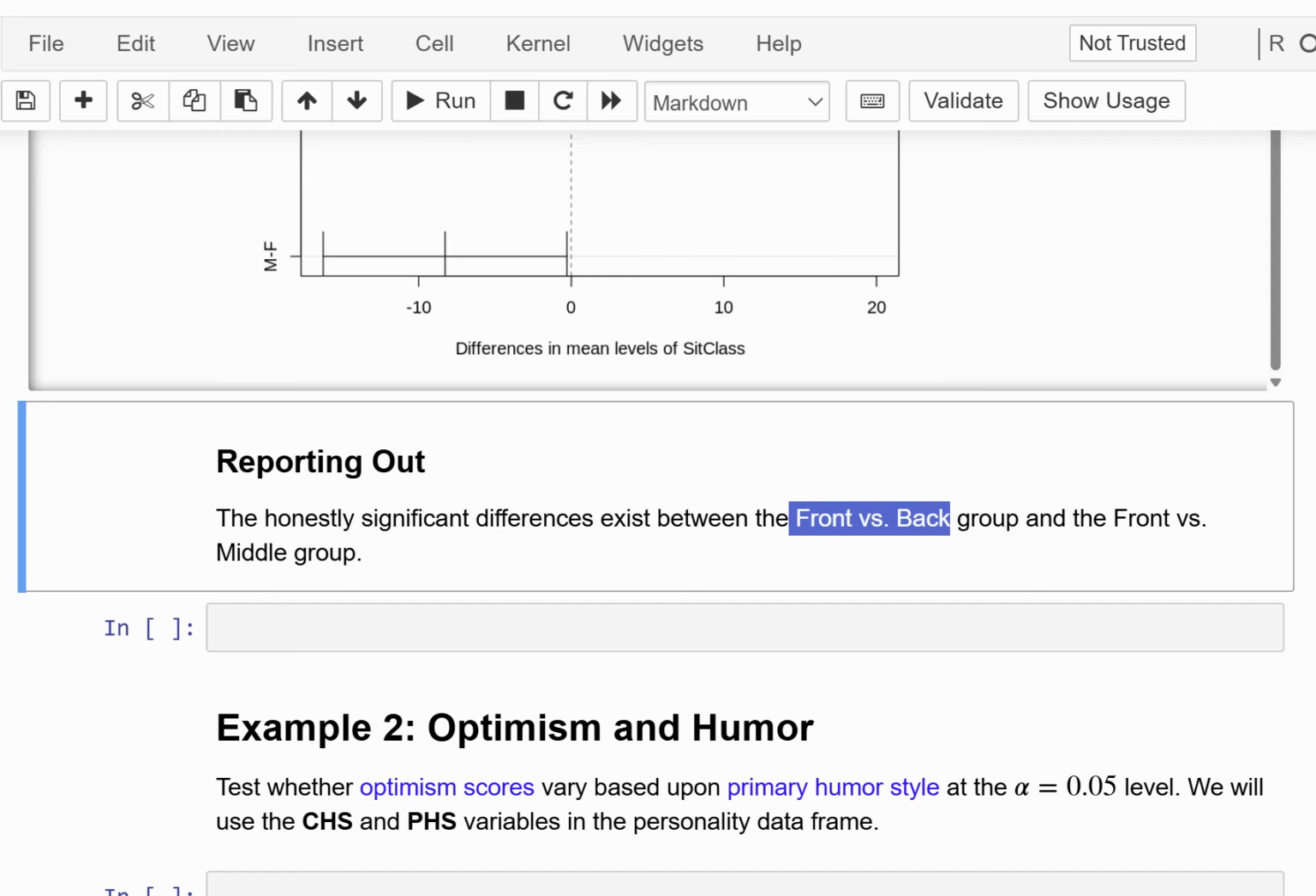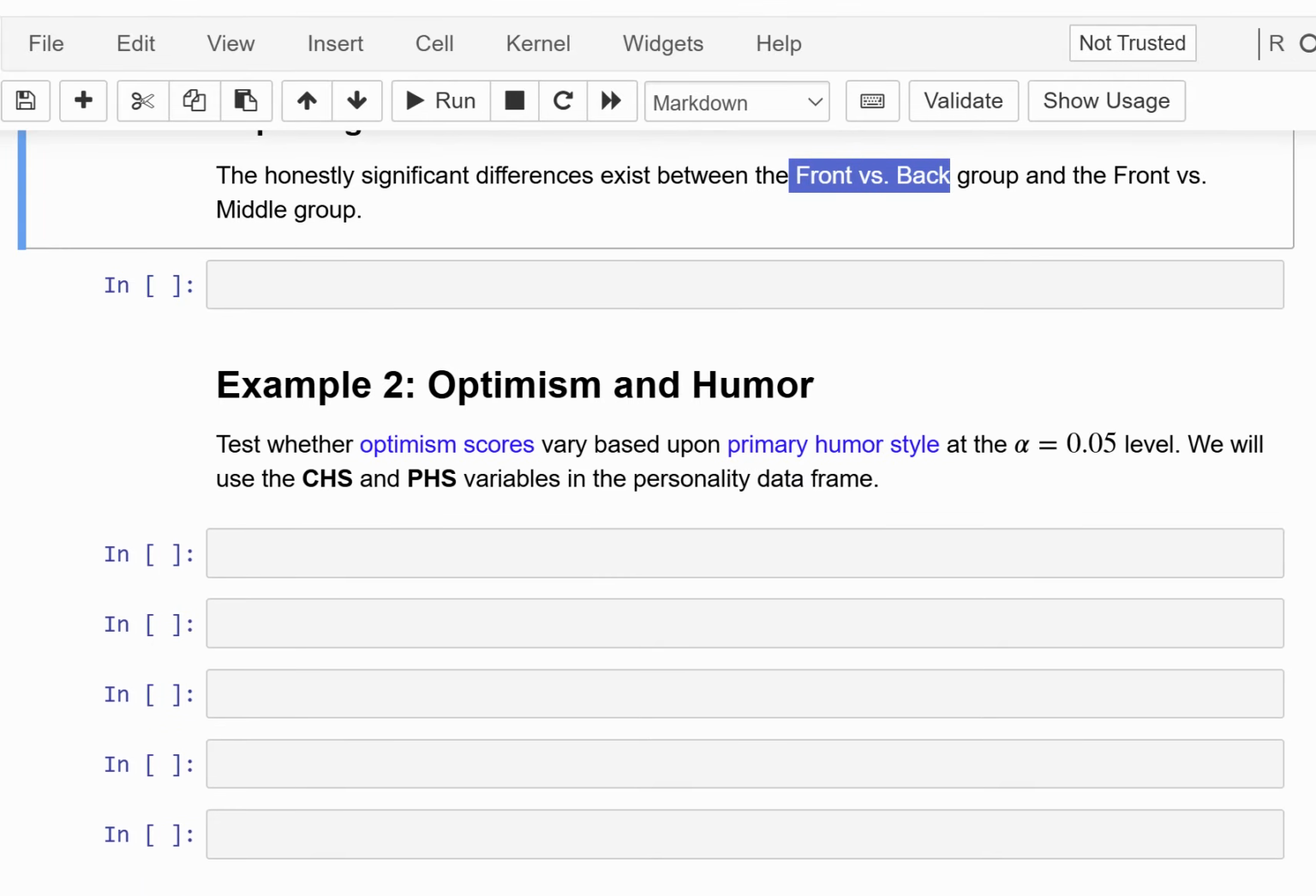Okay. So I'm going to do that again. Optimism scores vary based on primary humor style. Okay, so primary humor style, by the way, look up primary humor style in Wikipedia if you want details. Wait, I'm sorry. What you'll look up is humor style questionnaire in Wikipedia because that's how we determined the primary humor style. And there are 4 of them.